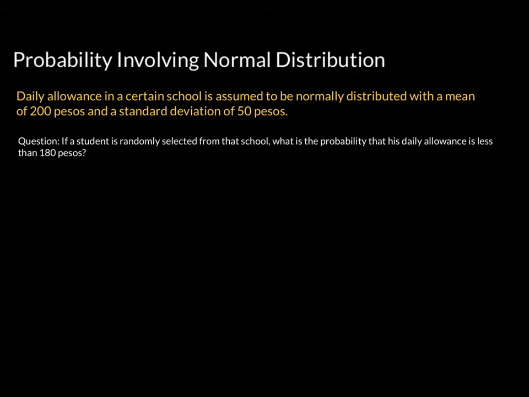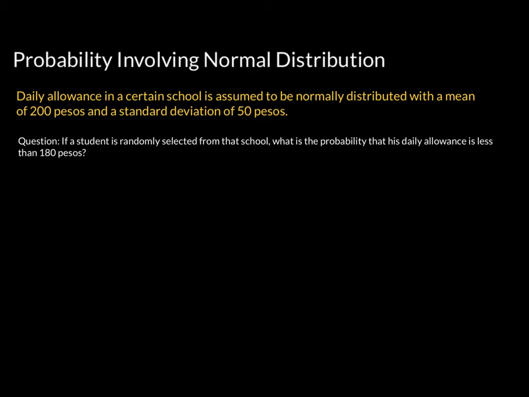Okay, so in this video, I'm going to show an example of a problem involving probabilities under normal distribution. The problem states that daily allowance in a certain school is assumed to be normally distributed with a mean of 200 pesos and a standard deviation of 50 pesos. The question is, if a student is randomly selected from that school, what is the probability that his daily allowance is less than 180 pesos?